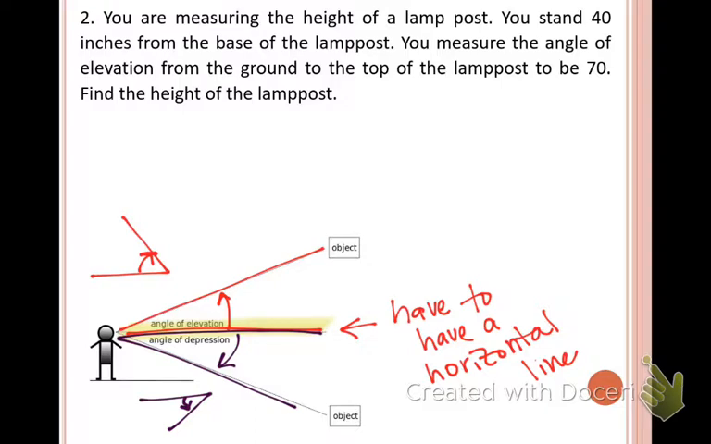You are measuring the height of a lamppost. So let's stop there and figure out what we're going to draw. Hide the lamppost. What part of the right triangle do you think that's going to be? The side. The vertical line. So we're going to write, I'm going to use the words, height of the lamppost.